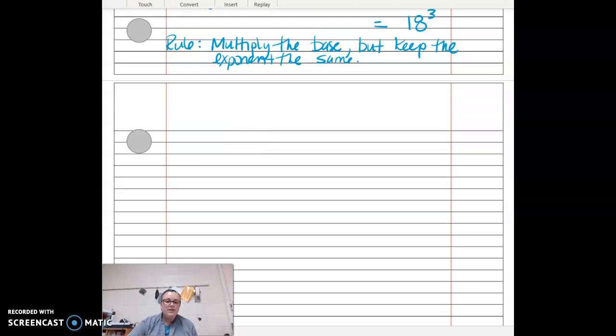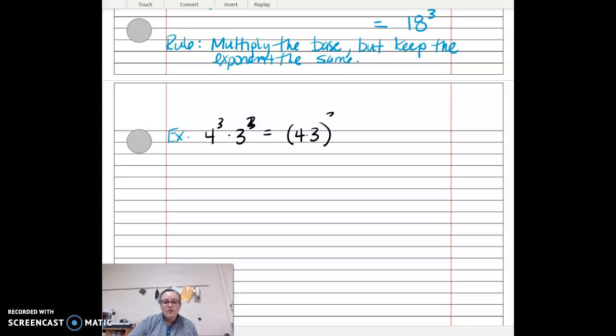So let's try a couple of these. So I'm going to change back to black here. If I did 4 to the third power times 3 to the third power, according to my rule, we're going to multiply. So I get 4 times 3 to the third power, which gives me 12 to the third power.